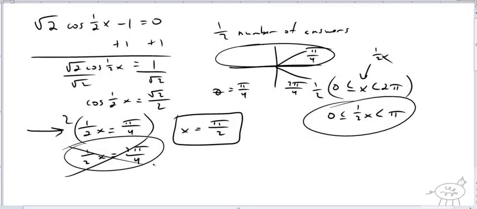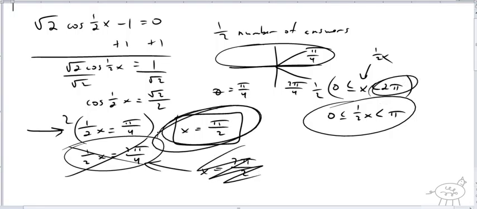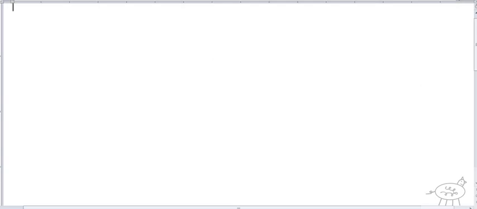Okay? If I would have gone further with this, I would have multiplied both sides by 2. I would have gotten x equals 7 pi over 2, which is like 3.5 pi, which is definitely not between 0 and 2 pi. So this is not an answer. My only answer is this guy right here. Okay? Let's try another one here.